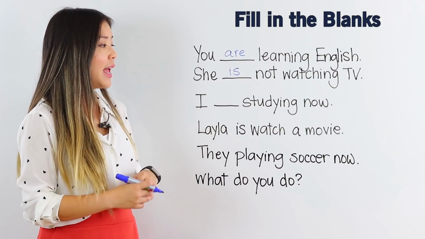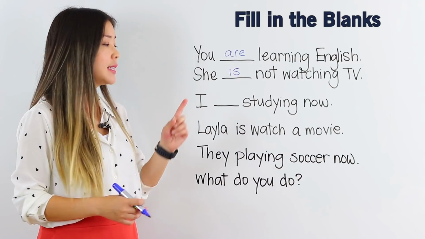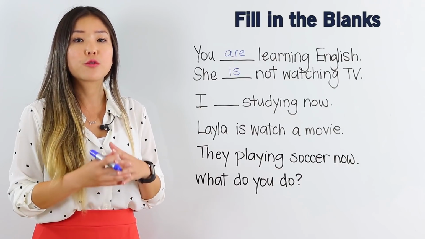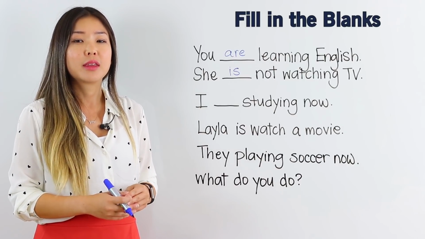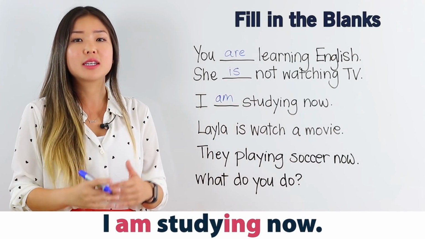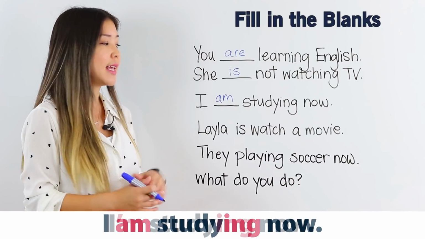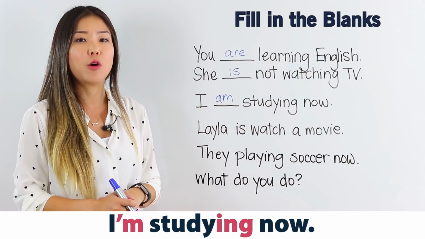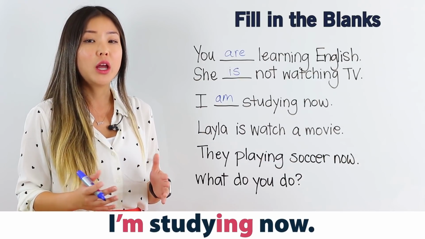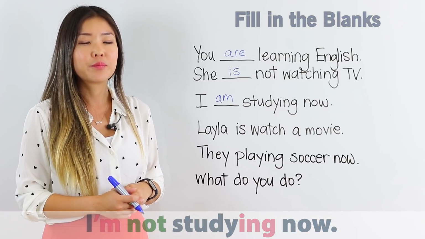This one says, I blank studying now. The subject here is I. Again, think of the be verb that goes for the subject I. The be verb is am. I am studying now. We can also use a contraction and say, I'm studying now. If we wanted to turn this into the negative form, we can also say, I'm not studying now.